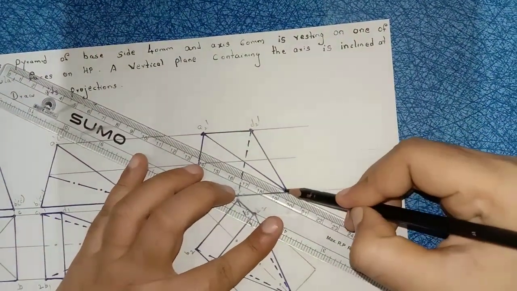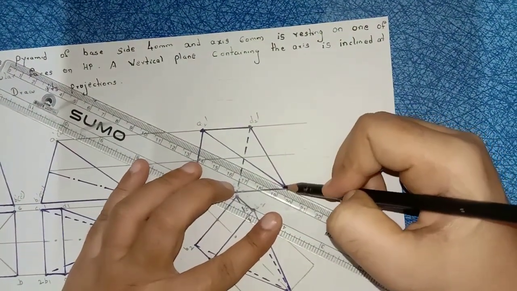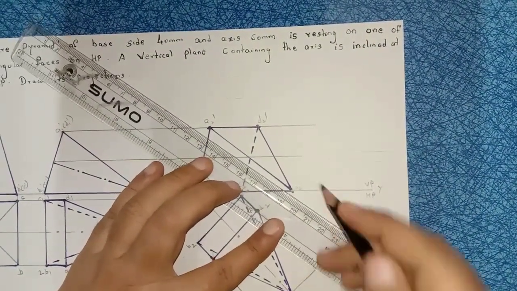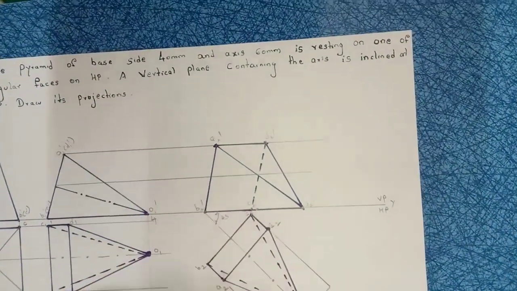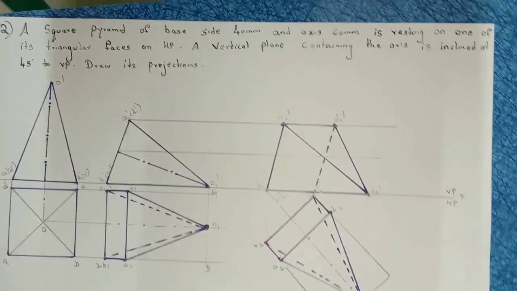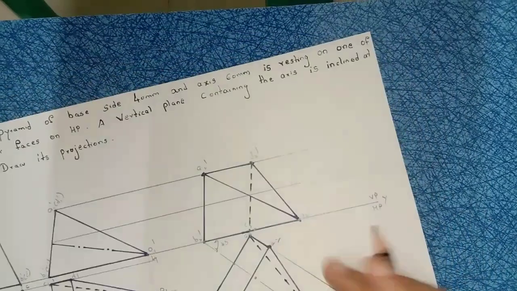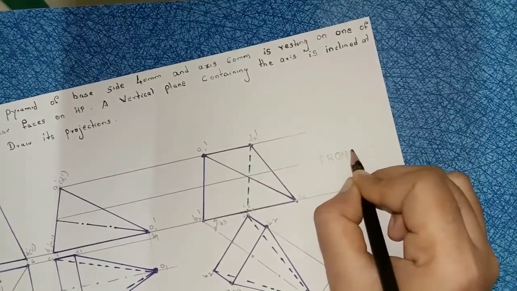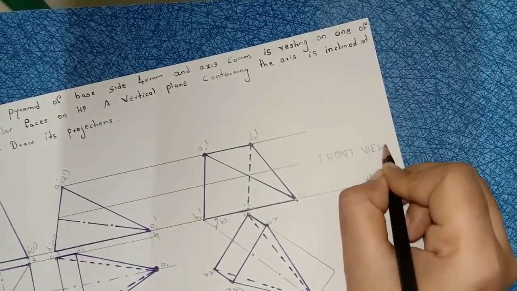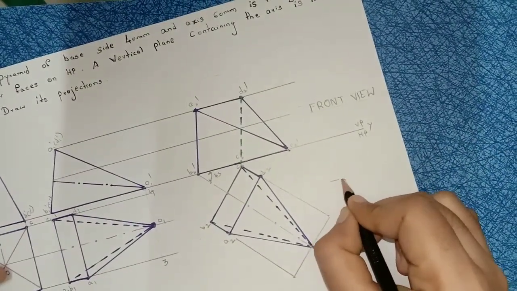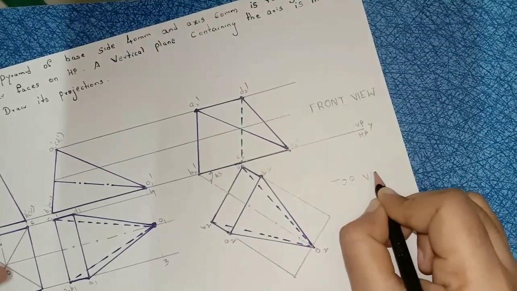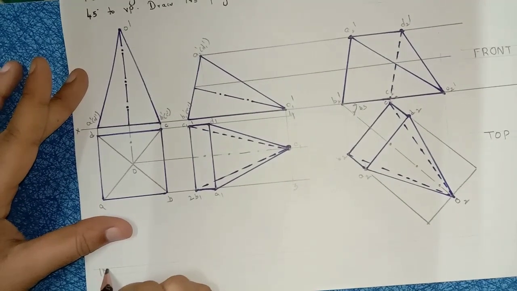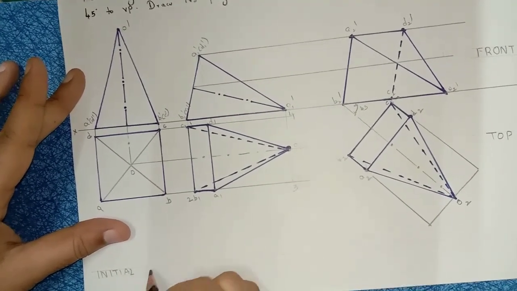This is your O2 dash. Just extend the line. So this is your problem. After completion of your problem, above the reference line, take height 5 mm and write down this is your front view. Below the reference line, take height 5 mm and write down this is your top view. After completion of your problem, take height 5 mm.